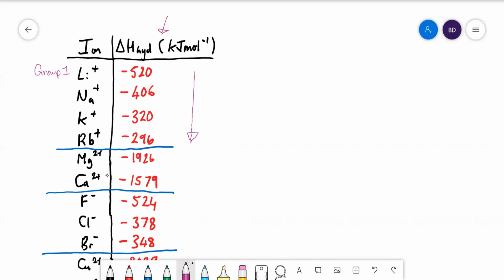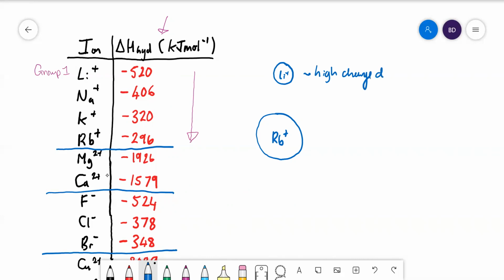Now, why is that? Well, hopefully you realize it's due to the sizes of the ions, isn't it? There's little lithium with a single positive charge, and here's much bigger rubidium, but it's still only got a positive 1 charge on it. So the small ion has high charge density, which means it attracts the water molecules strongly. So, a nice little trend down group 1.